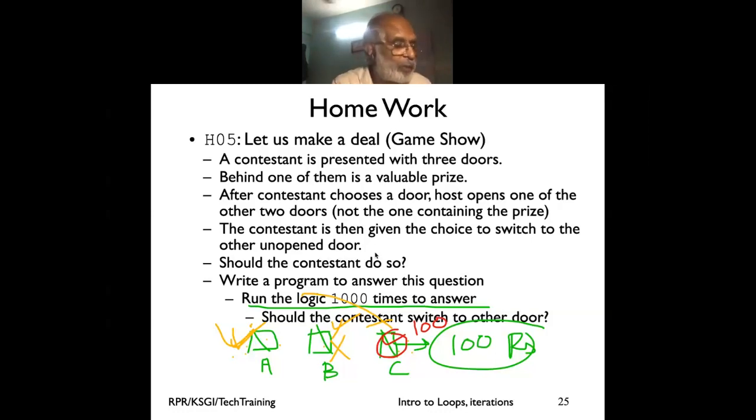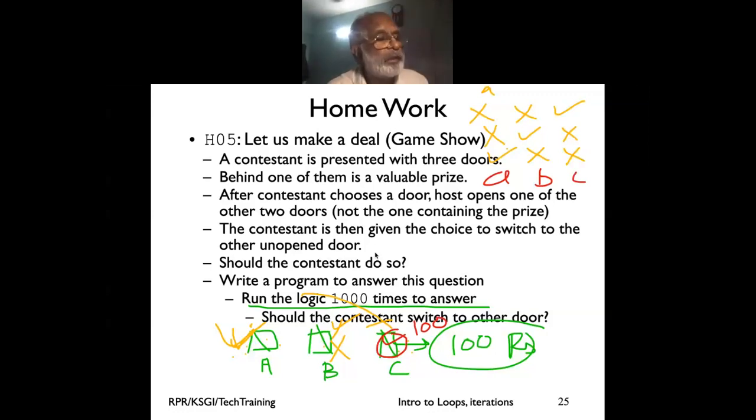Let me explain to you. Let's say where the money could be. Let's say one is empty, empty, money. One is empty, money, empty. Money, empty, empty. These are the boxes A, B, C. Now, as a user, let's say you've chosen A. Now, given A, probability is 1 by 3 for any of the boxes.